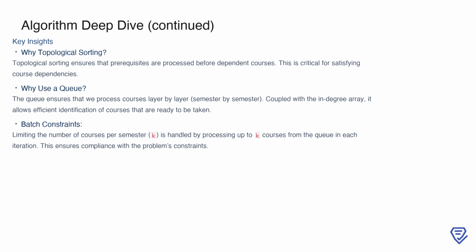Second, the use of a queue allows us to process courses in layers, effectively simulating semesters. Courses with an in-degree of 0 represent the ones ready to be taken in the current semester, and as we process them, we make room for others in subsequent semesters. Finally, the batch constraint limiting the number of courses to k per semester is enforced by processing only up to k courses from the queue during each iteration. These elements work together to solve the problem efficiently while respecting the rules of both prerequisites and semester limits.